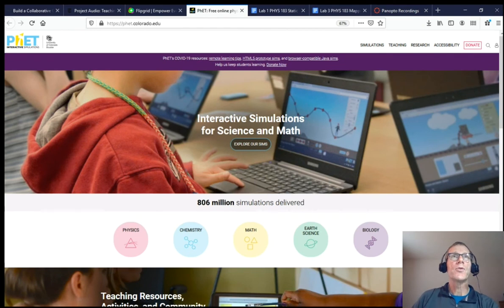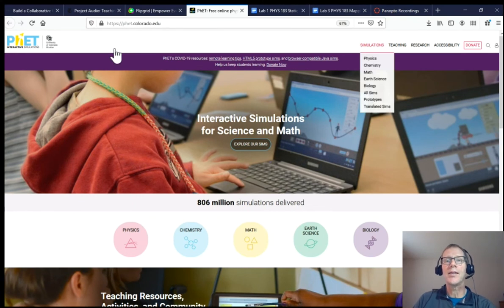This was the first website when I first flipped over to this, but this is PhET. A lot of you have probably heard of that. Interactive simulations started in physics. That's what the PH stands for, but they have lots of different subjects. So if I just highlight this, you can see physics, chemistry, math, earth science, biology, and some of them are multidisciplinary.